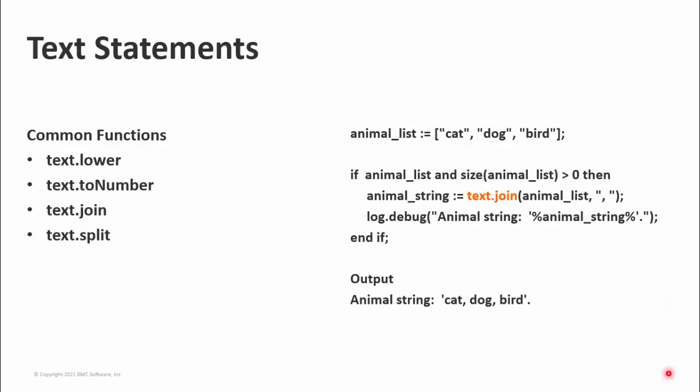Text.split here would do the opposite of text.join. It can take a comma-separated string like this one and split the items out into a list. In other words, it could create something like an animal list from a string. The separator, again, could be anything at all. It could be commas, spaces, colons, whatever you specify as the separator.